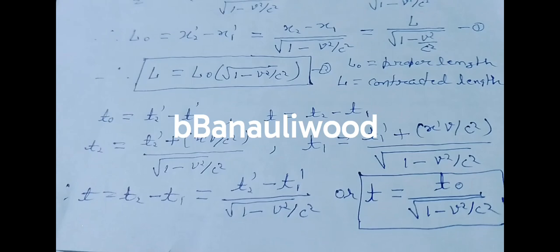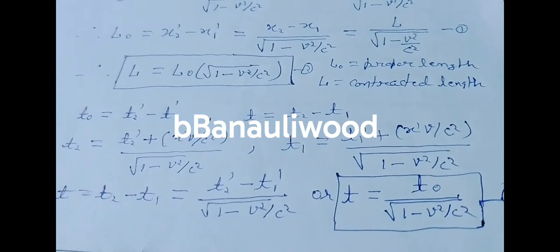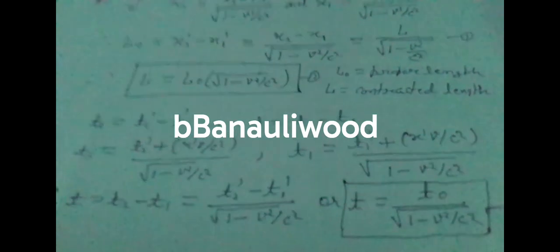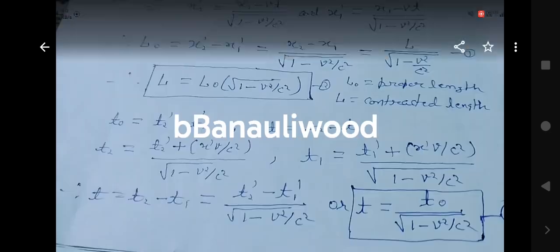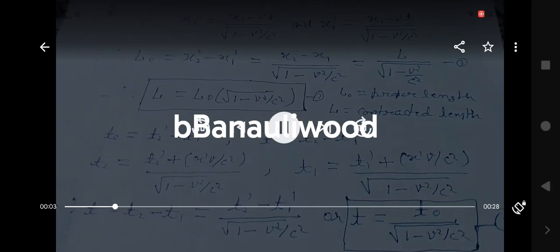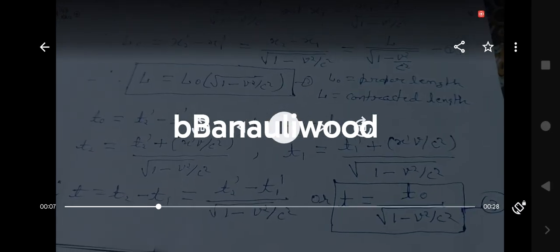Now we know that from the Lorentz transformation for a fixed value of x dash, t sub 2 equals t sub 2 dash plus x dash into v by c square.